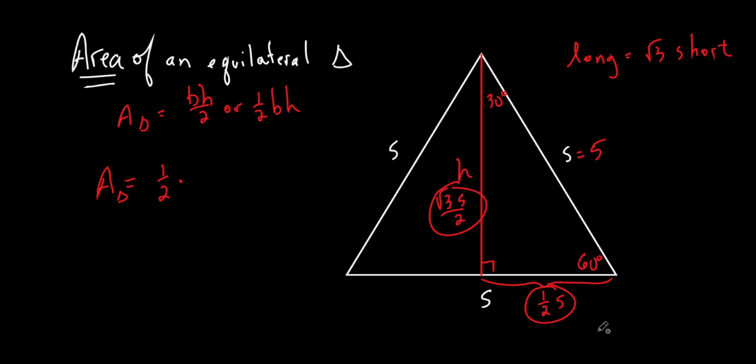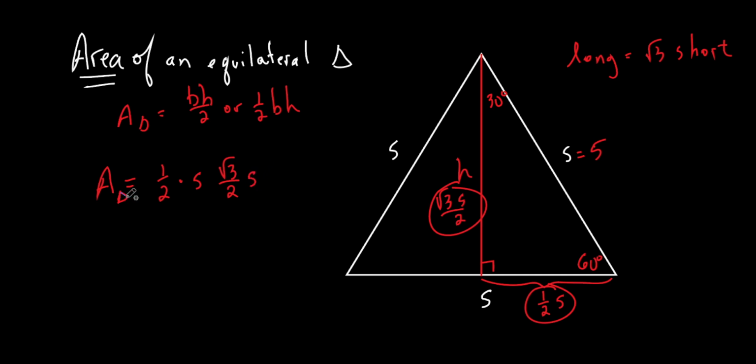So let's find the area of this whole entire triangle now. So it's 1/2 the base. What's the base of the whole triangle? It's just S, isn't it? Right? That's the base of the whole entire triangle. All right, so that's 1/2 the base times the height. What's the height? Square root of 3 over 2 times what? Times S.